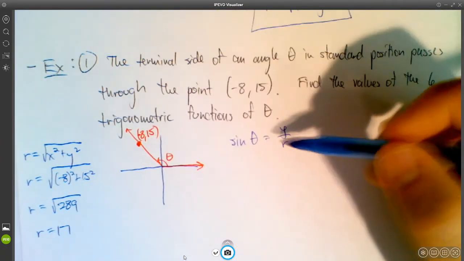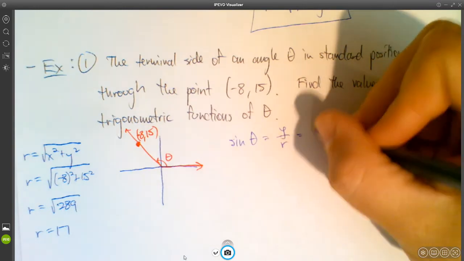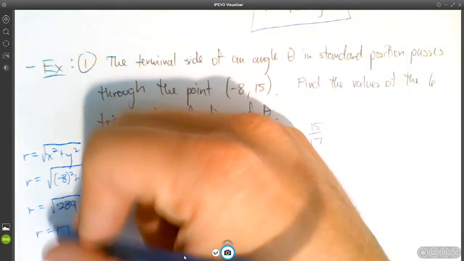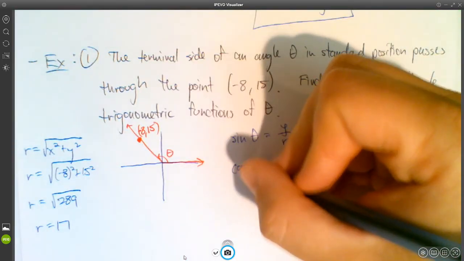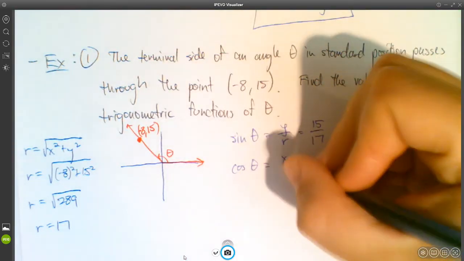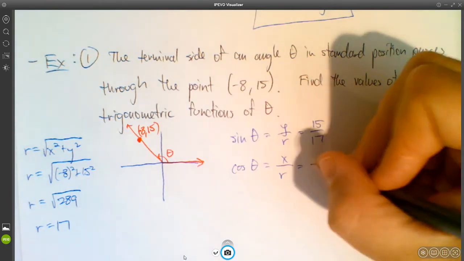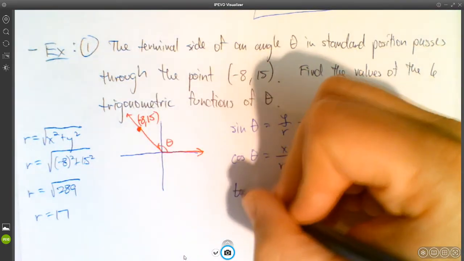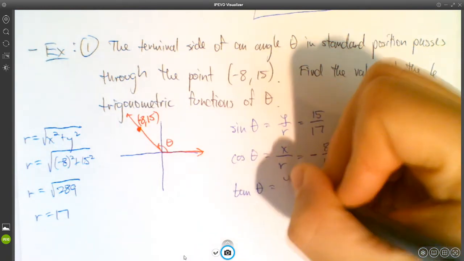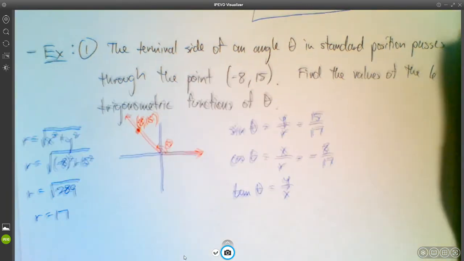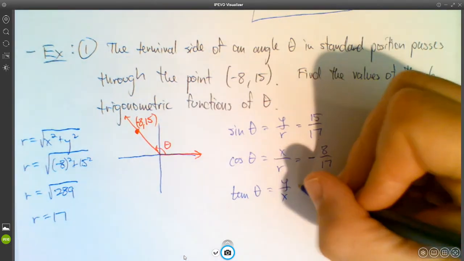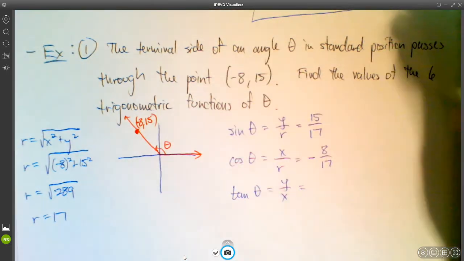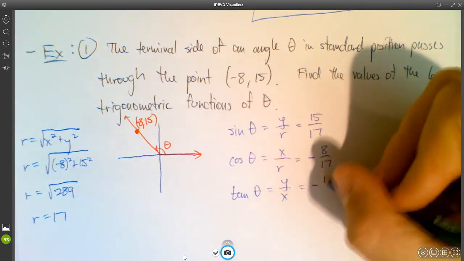So sine theta is y over r. That's going to be 15 over 17, right? 15 over 17. Cosine theta is x over r. So that's going to be -8/17. And tangent theta is y over x. These are just by definition, okay? Tangent theta is y over x. So that's going to be 15 over -8. So -15/8.